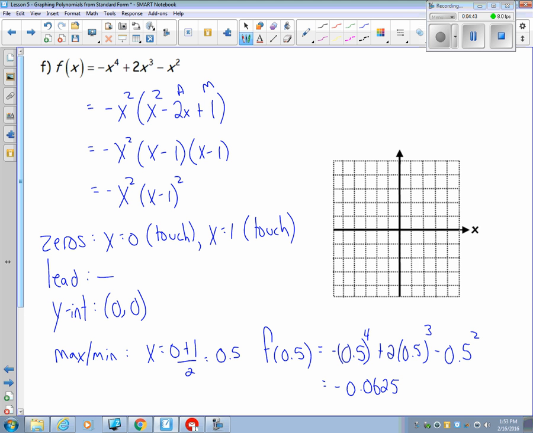Okay, let's graph all this good information we got here. What do we got? Zeros. That's 0. Another one at 1. It's negative, which means it's going down to the right. It's a 4, so it means I'm going down to the left. Okay. At 0.5, I've got a negative 0.062. Oh, just a tiny bit below there, right?